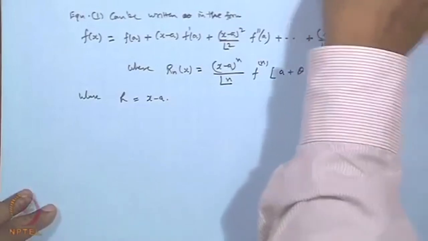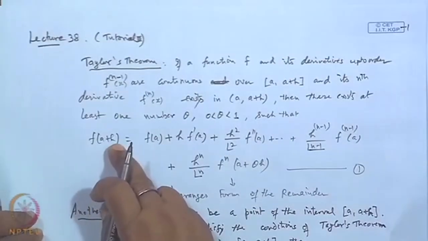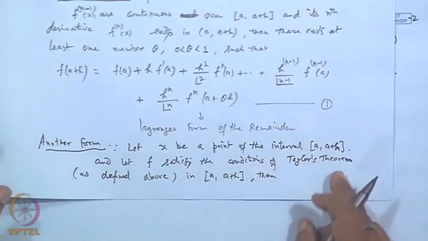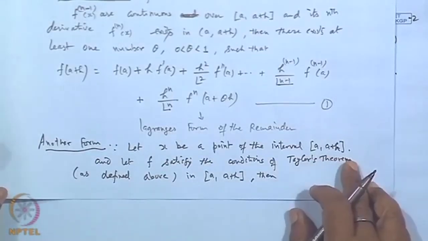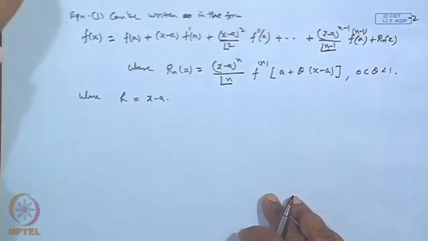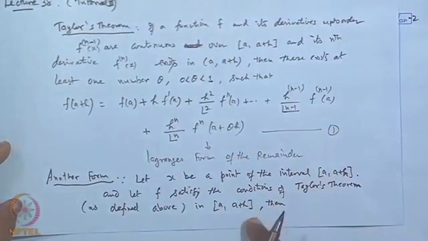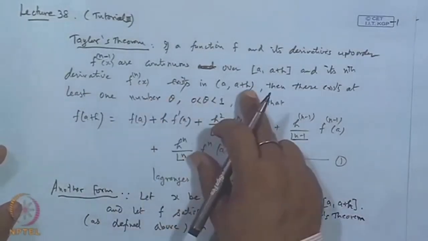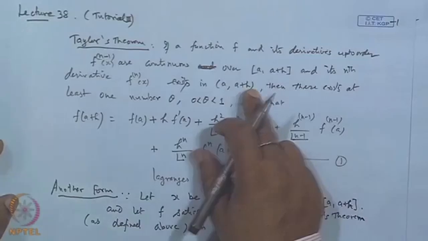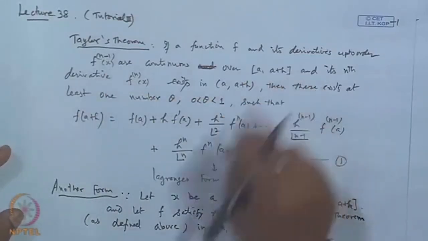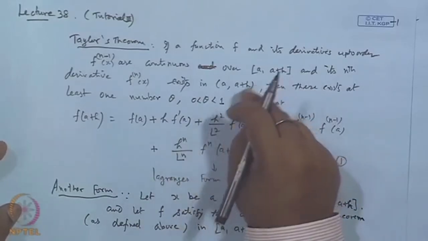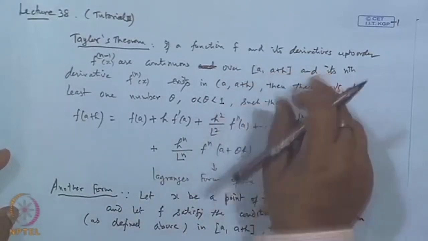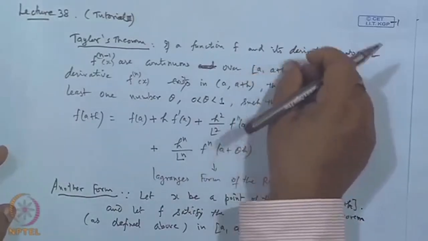So if in this form I take h to be x minus a, then the function is well defined. The function is continuous throughout, its derivatives up to order n minus 1 are continuous over the closed interval, and the nth derivative exists. This means they are also differentiable over the open interval. When we say f n exists, it means the derivatives up to order n exist in the open interval a to a plus h, and they are also continuous over the closed interval. Then, if we pick any point in the interval a b, I am taking a corner point x, which is a plus h.